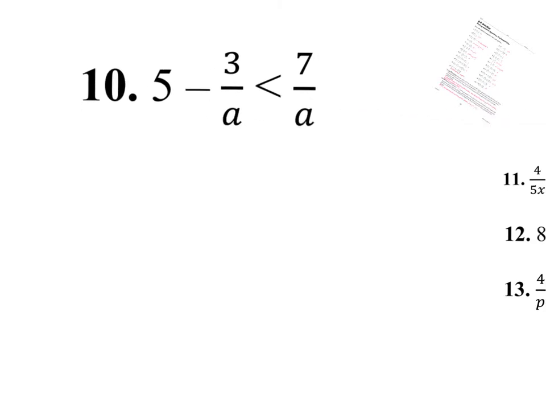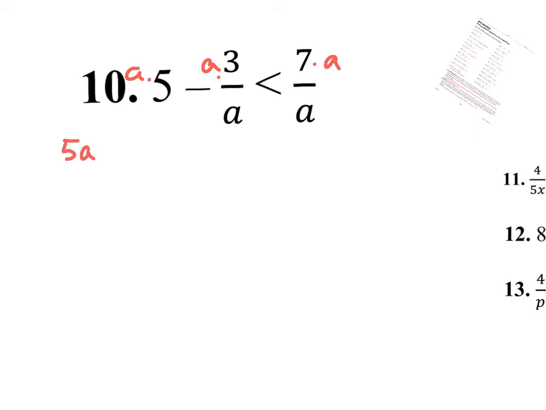So how do we do number 10? Well, you solve it. How do you get rid of fractions? Multiply everything by the denominator of the fraction that you want to get rid of. So in this case, if you want to get rid of the 3 over a, multiply by a, multiply by a, multiply by a. So you will end up with 5a minus the a's cancel, so you'll have a minus 3 left over. Then you have the inequality less than, and then the a's cancel, you have a 7 left over.